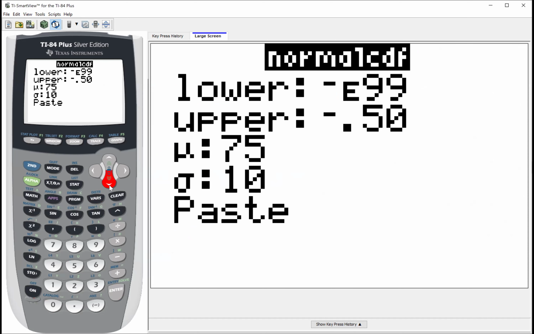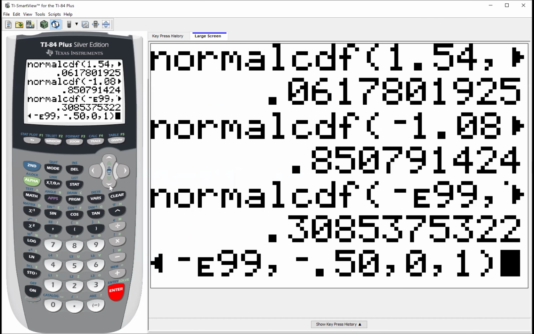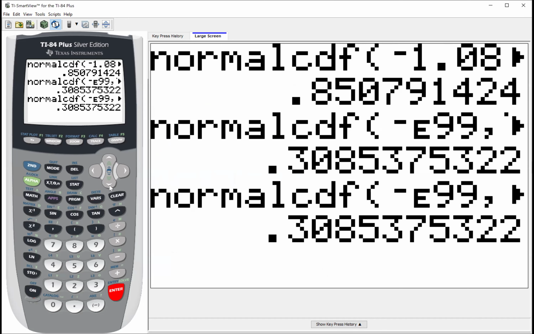But how are you going to change the mean and the standard deviation? Think about it. What are you going to put for mu? It's going to be 0, right? Because 0 is the mean of all the z-scores, and we're using z-scores. And 1 is the standard deviation of all the z-scores. So we're going to use 0 and 1 for the mean and the standard deviation. And we're going to get 0.3085. So there's a few different ways you could do this. It's a matter of what you're comfortable with, and that's the way I want you to do it.